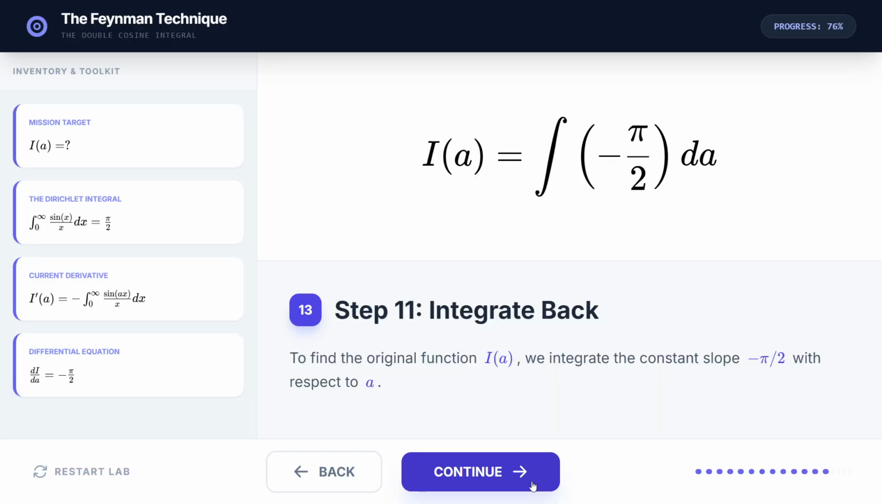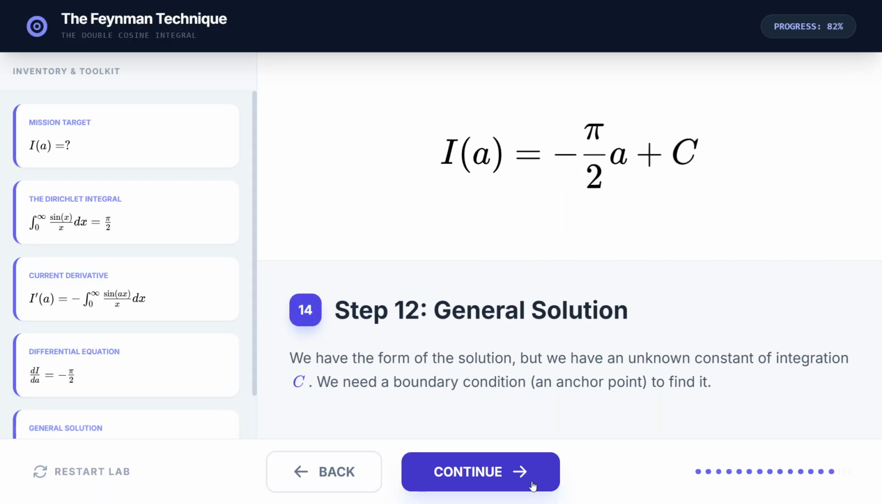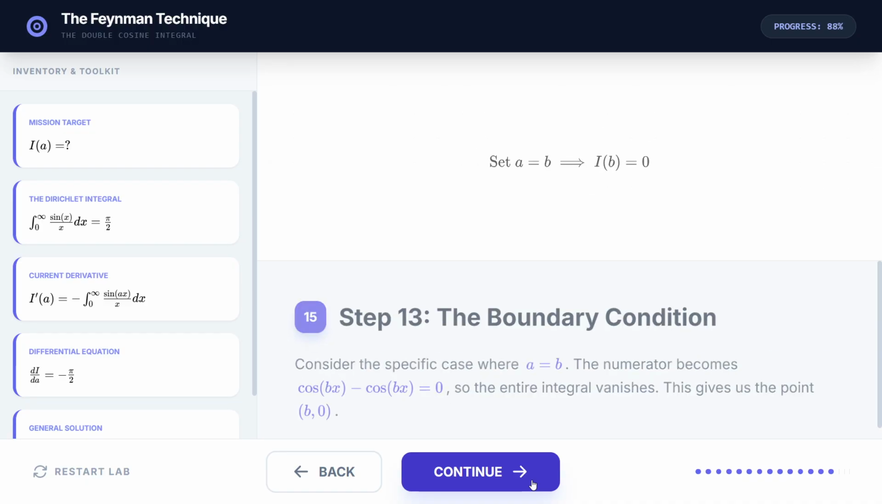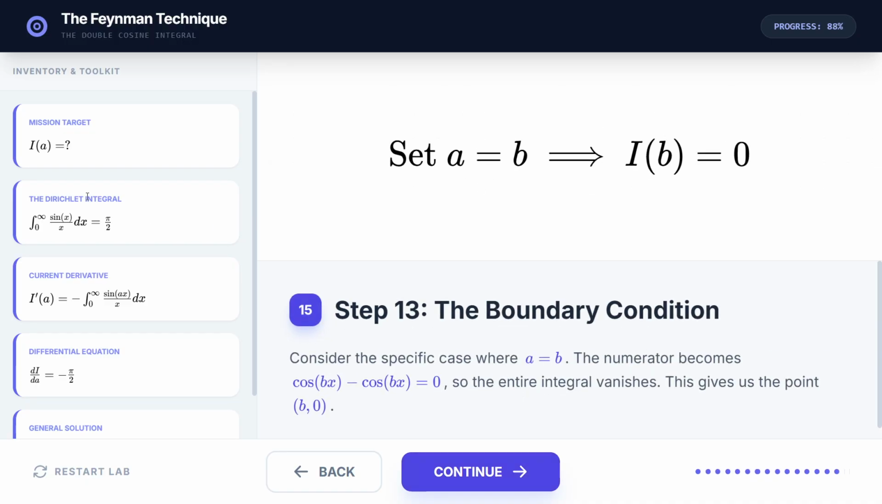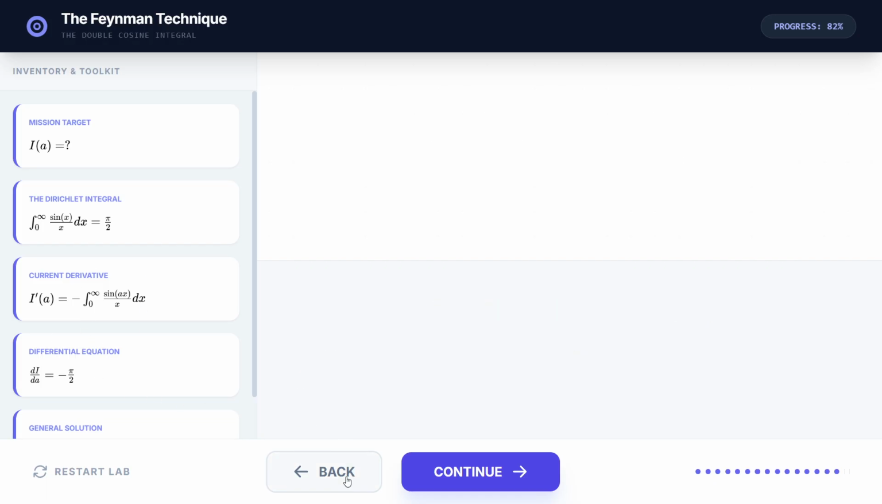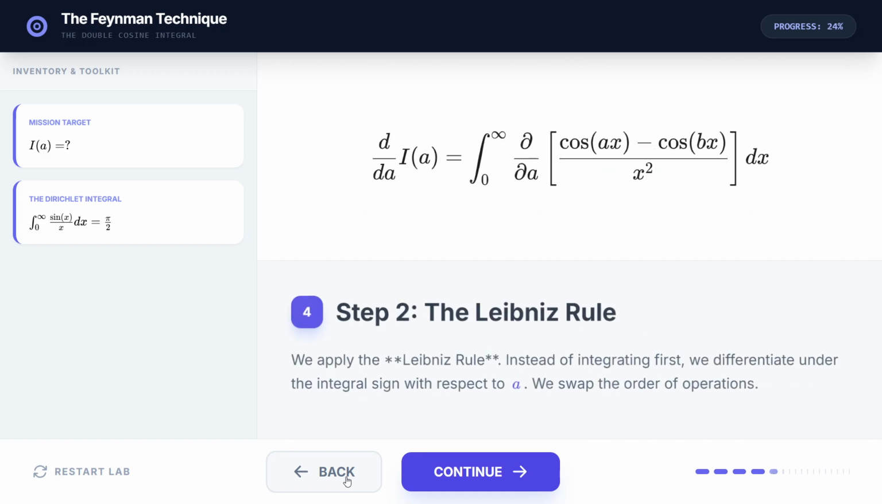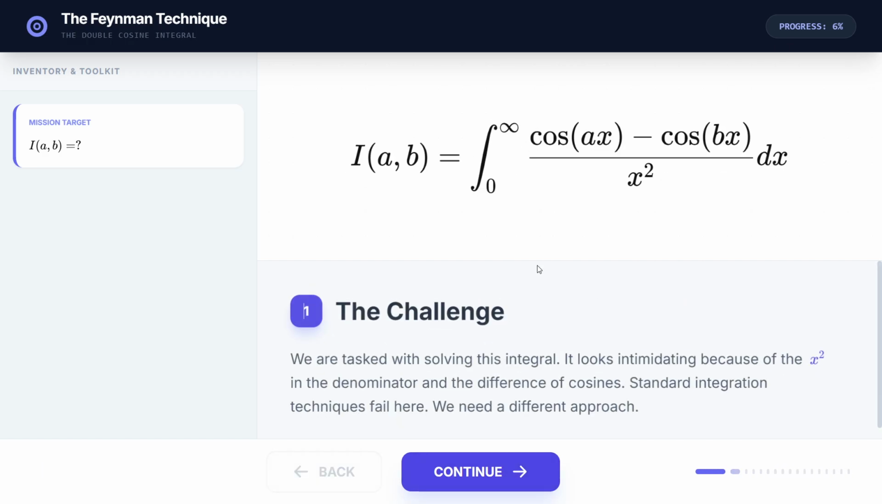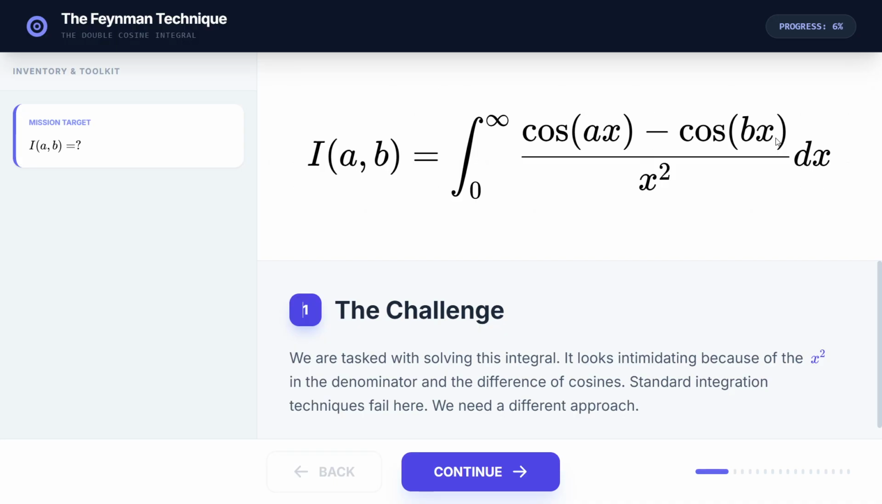So we integrate back to get I of a. Integrating that gives us negative pi over 2a plus c. Now we need to solve for c. You'll notice if we set a equal to b in our original I of a, it should have been over here in the toolkit, but let's go back to see what our original I of a was. So I can show you that plugging in a equal to b is going to give us 0.